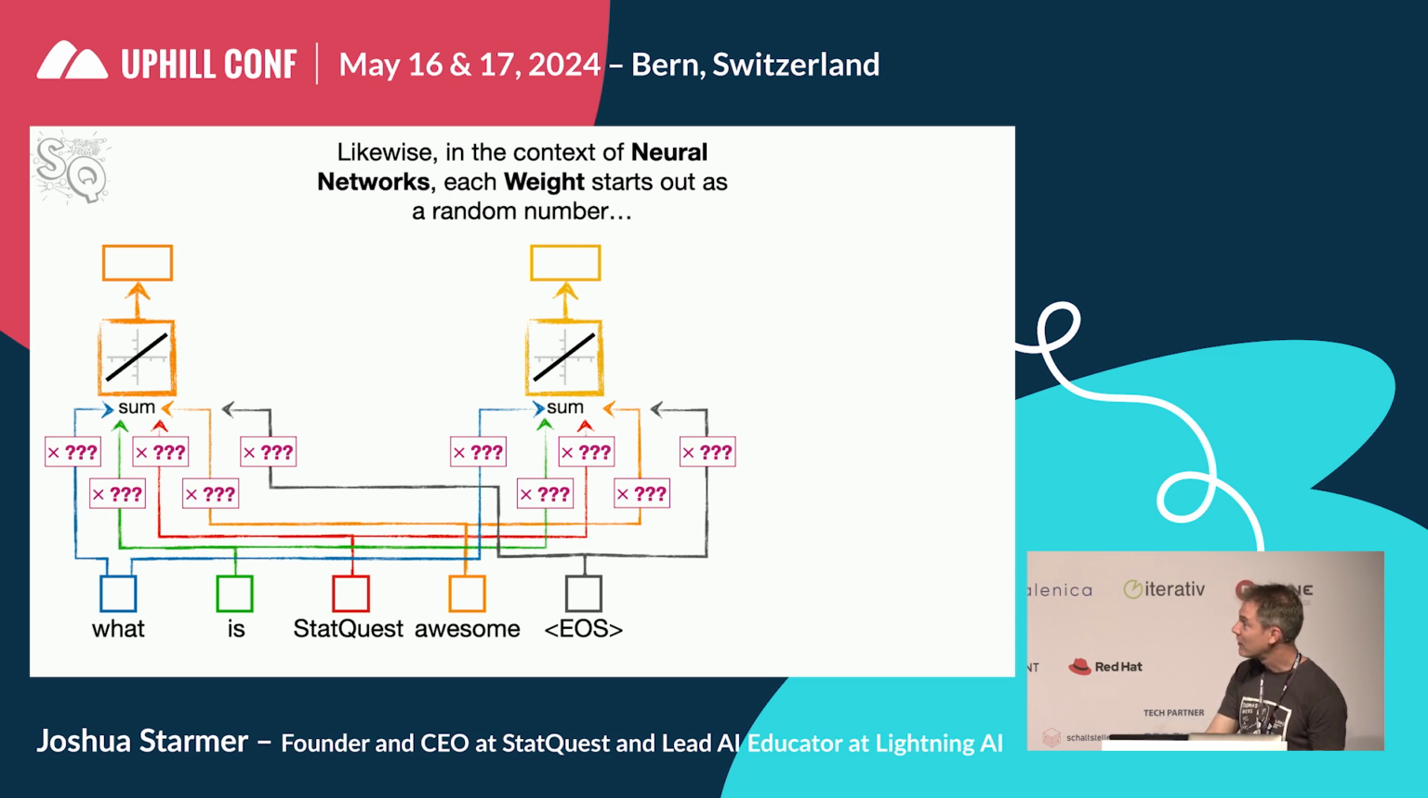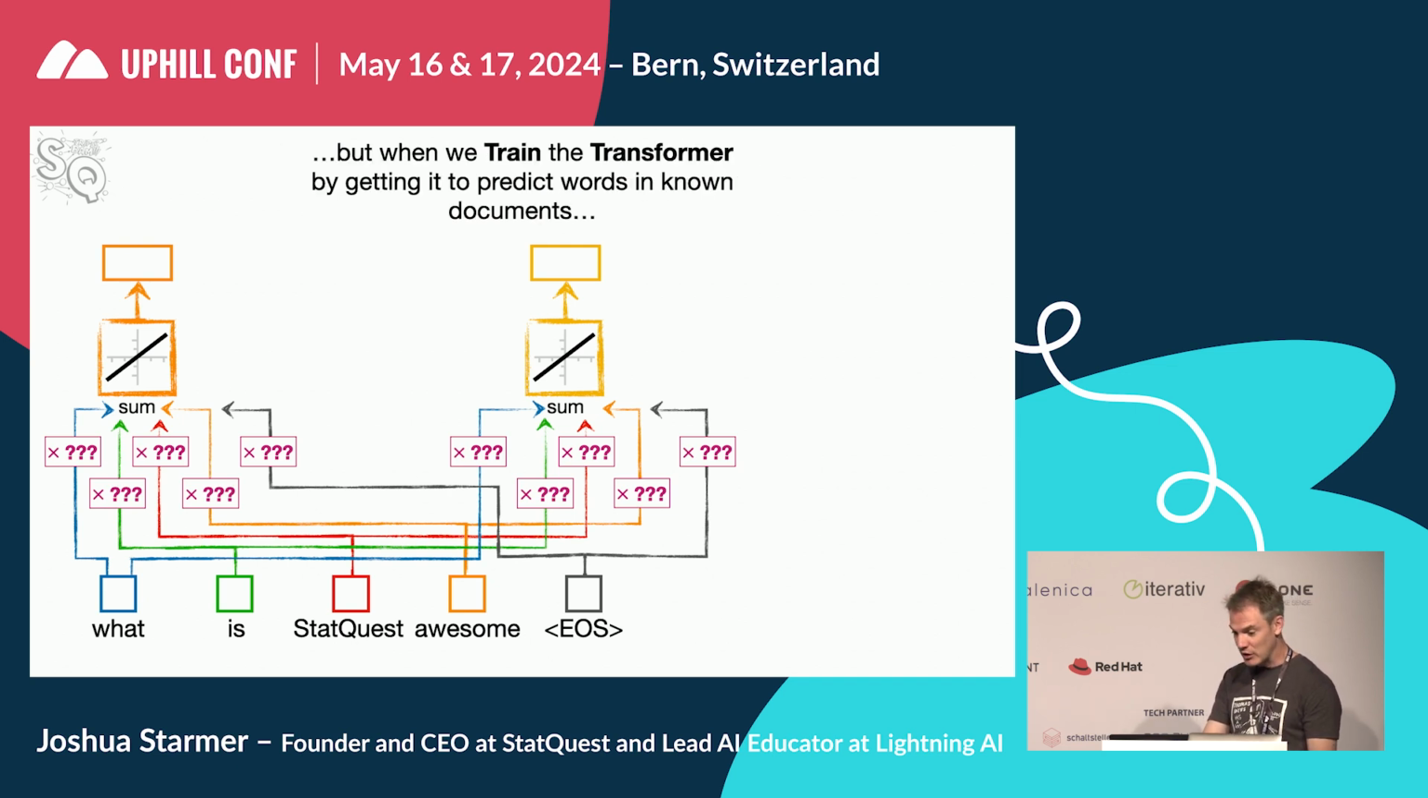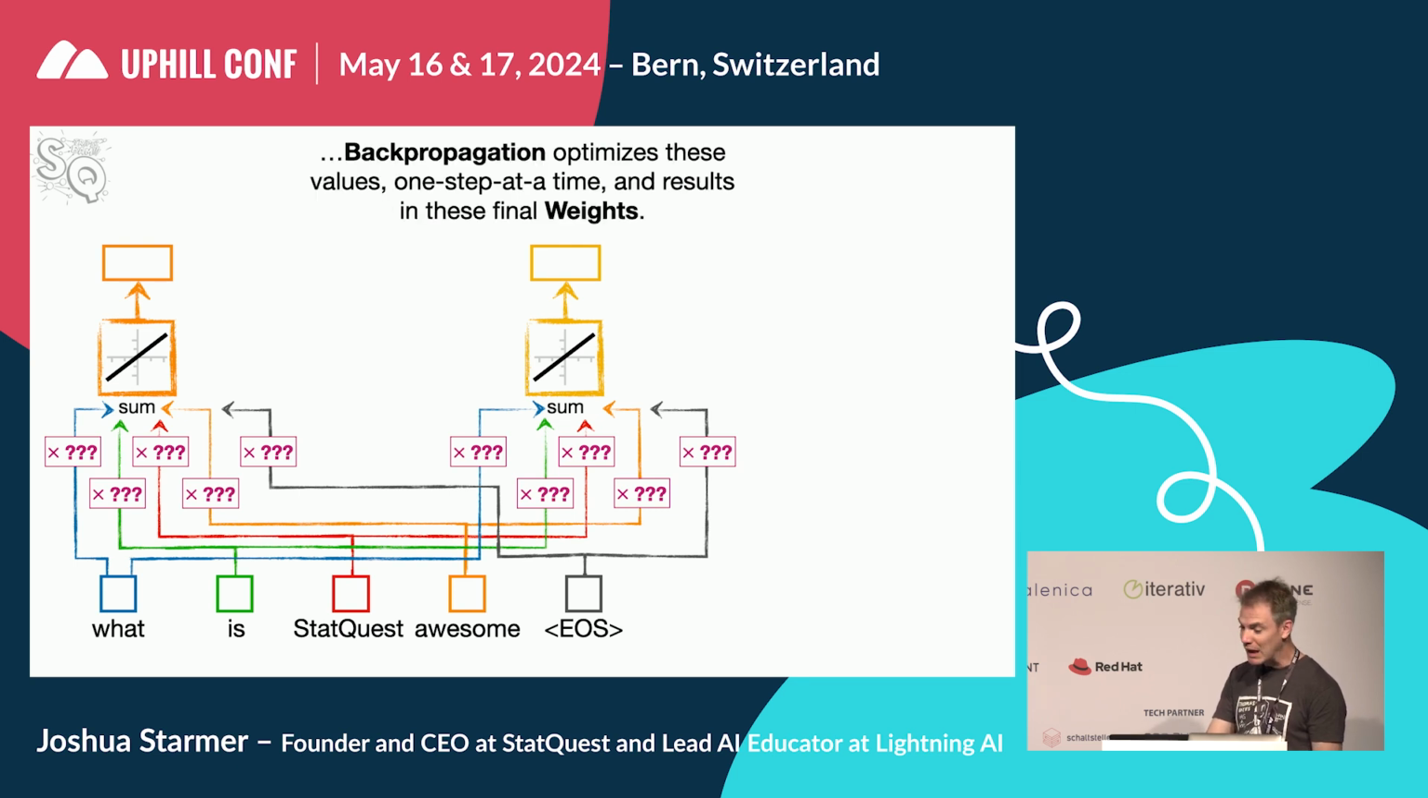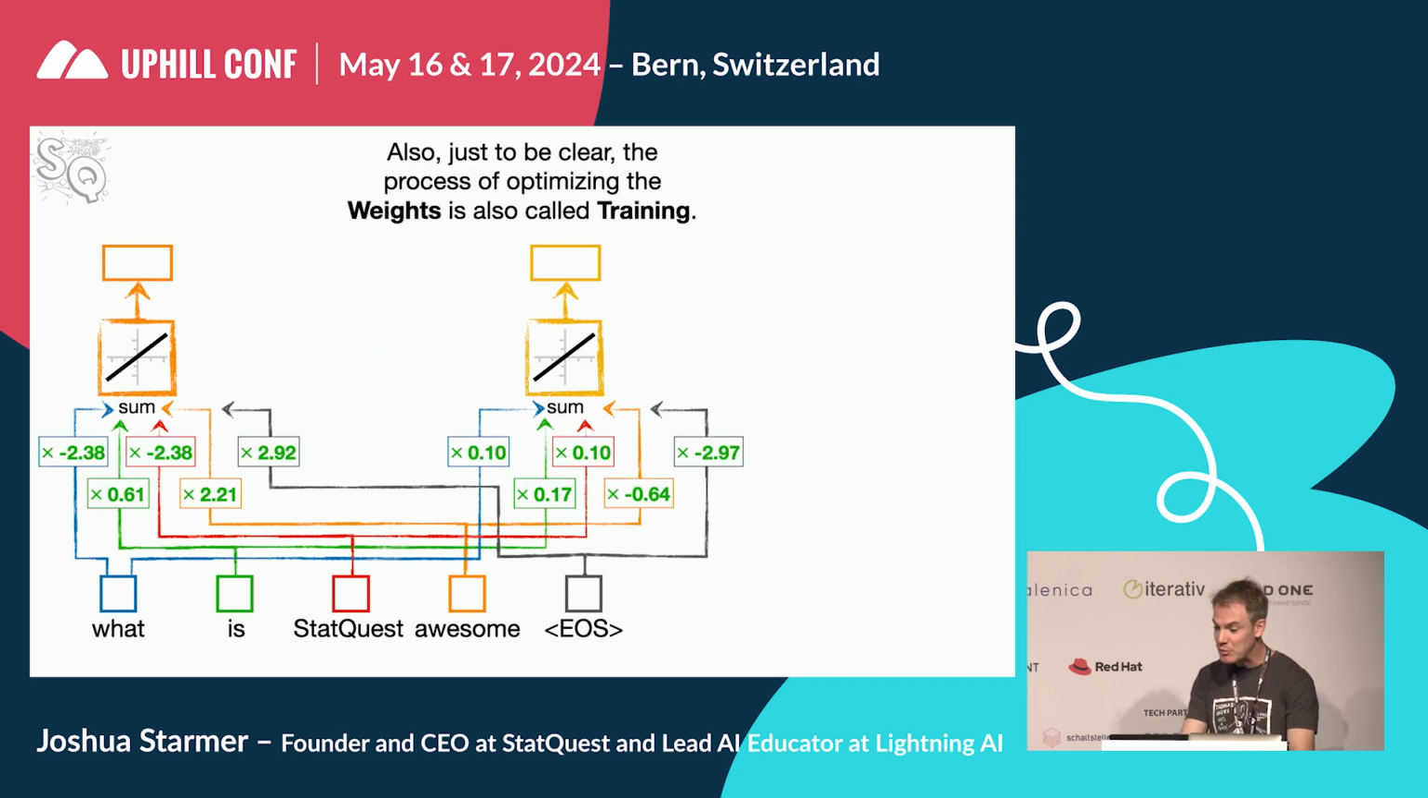Likewise, in the context of neural networks, each weight starts out as a random number, but when we train the transformer by getting it to predict words in known documents, backpropagation optimizes these values one step at a time and results in these final weights. Also, just to be clear, the process of optimizing the weights is also called training.